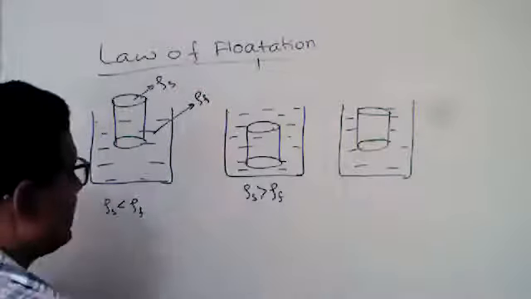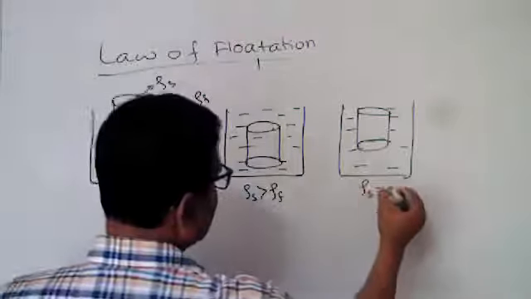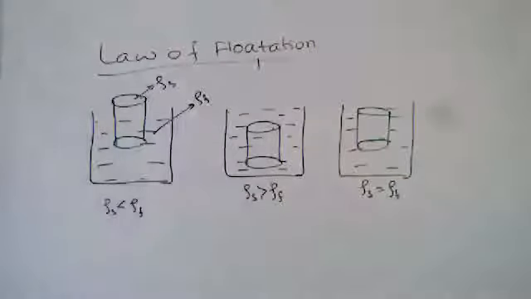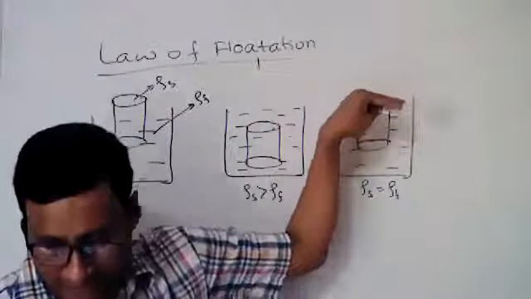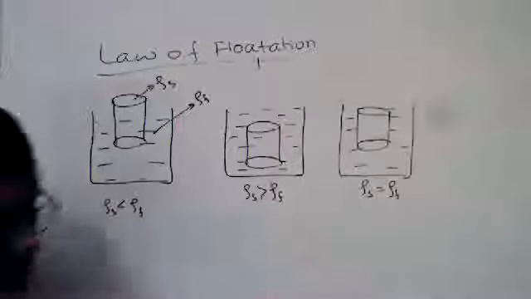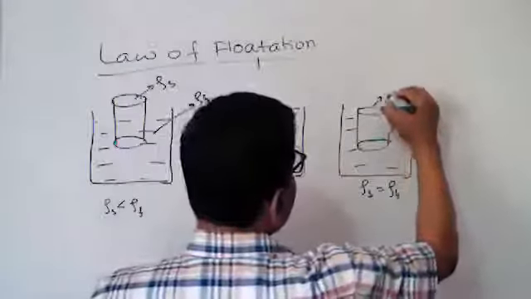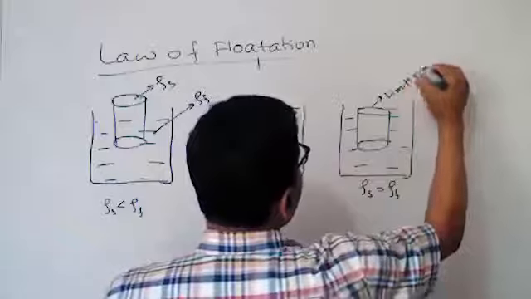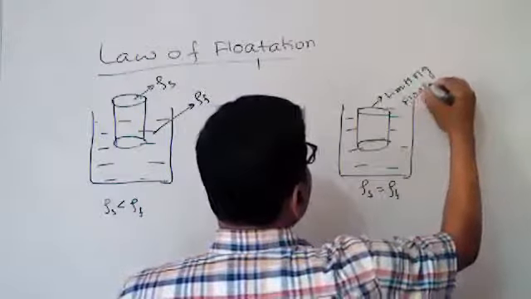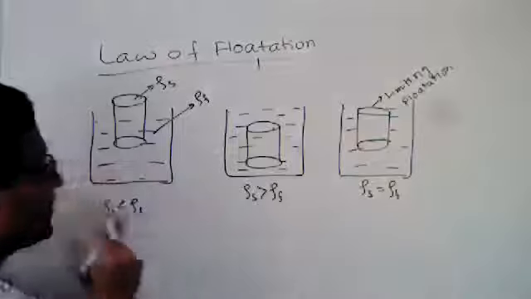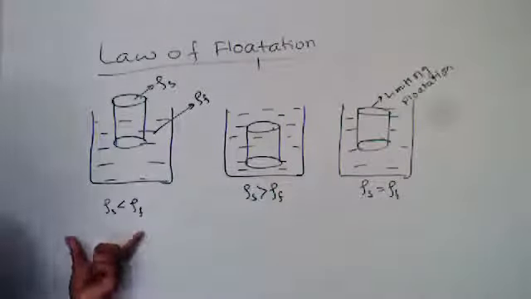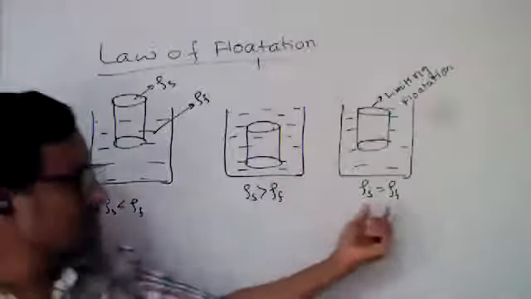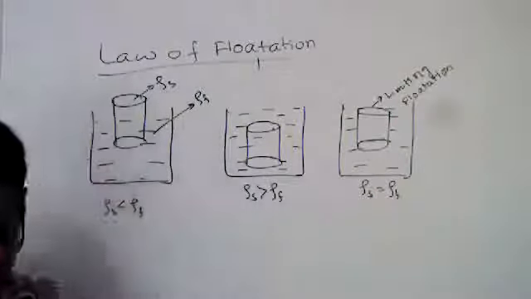So the other case will be rho_s equals rho_f. The density of the solid equals the density of the fluid. This is the position where the object just touches the upper surface of the liquid and is submerged. We can say this is the limiting flotation. So rho_s smaller than rho_f is also a condition of flotation. Rho_s equals rho_f is also a condition of flotation.